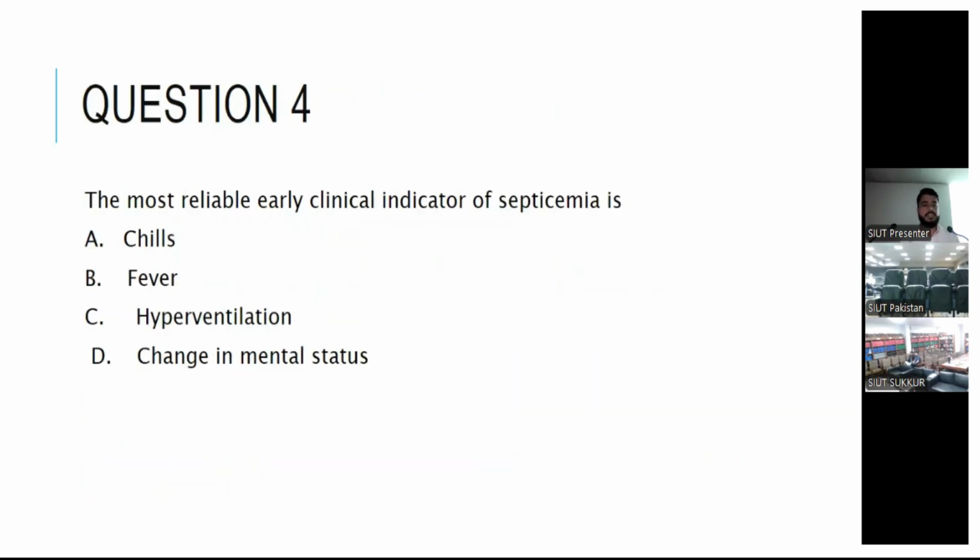So the question to the audience: the most reliable early clinical indicator of septicemia is option A, chill, B, fever, C, hyperventilation, D, change in the mental status.